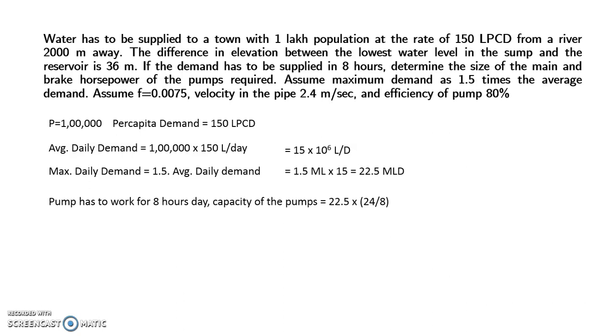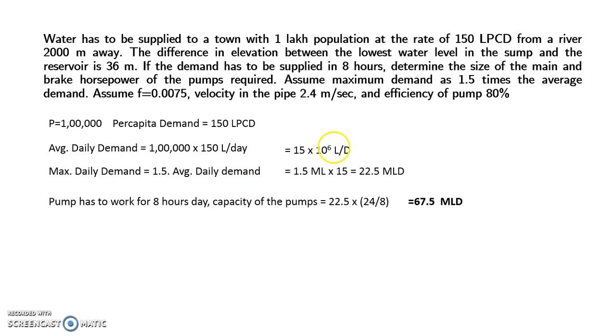The pump has to work for 8 hours a day. The capacity of the pump is to be calculated for only 8 hours. Remember, we are not calculating for the whole 24 hours. The pump will be in its lifting process only for 8 hours a day. So it is 22.5 into 24 by 8. 24 by 8 is the fraction of time for which the pump will lift water. So it is around 67.5 million liters daily.